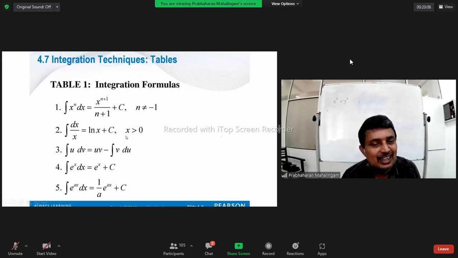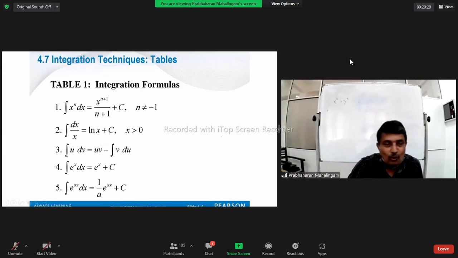Here is another one. x always greater than 0. Then 0, also less than 0, the integral will not be valid. So x should be greater than 0. Right? So the UV format, this is the one we want to see today.